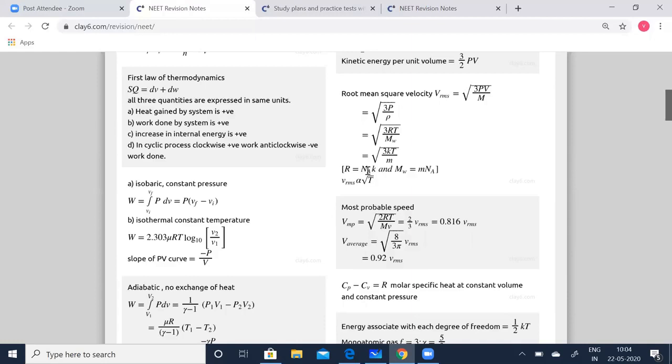Now R is equal to NA k and MW is equal to m into NA, where NA is the number of atoms present in the gas. And it is clear that V RMS is directly proportional to root of T.